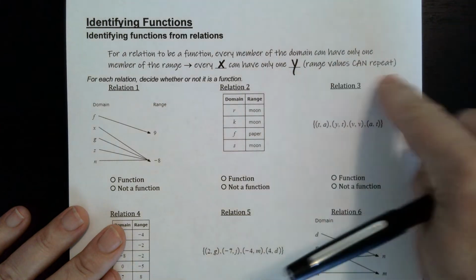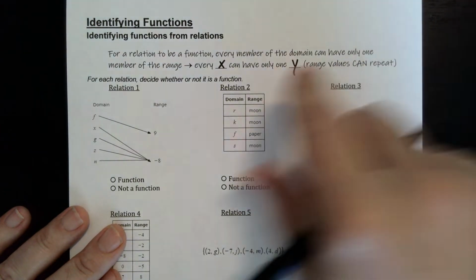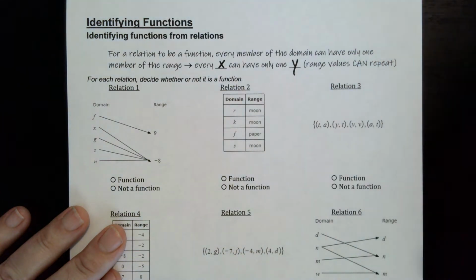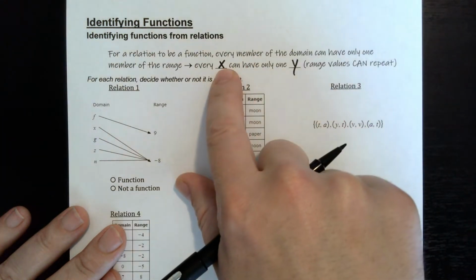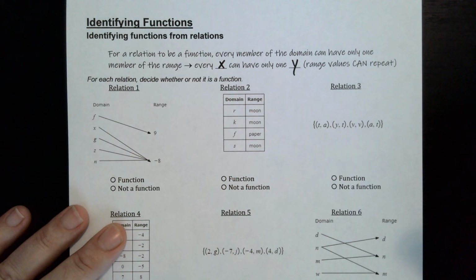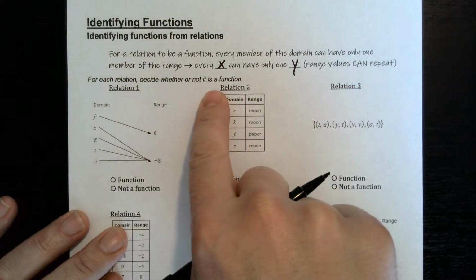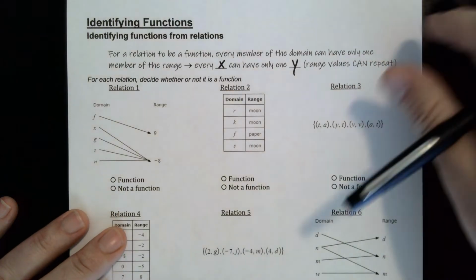Okay? The range values can repeat. So even if you have different x values that have the same value of y, that's fine. But if one x value has two different y values, that's a problem. Okay? So let's see if these relations down here are functions or not a function.